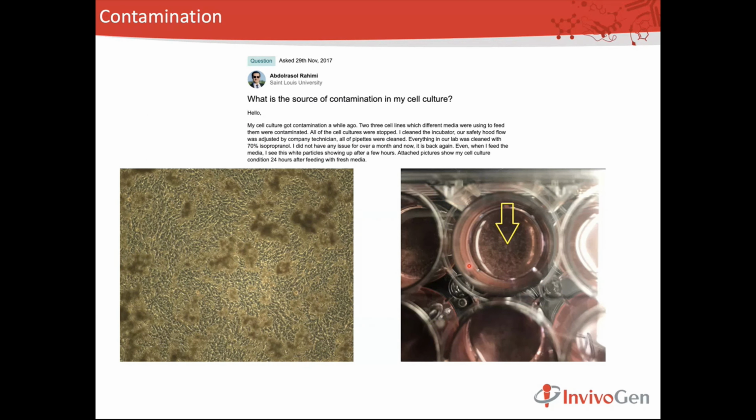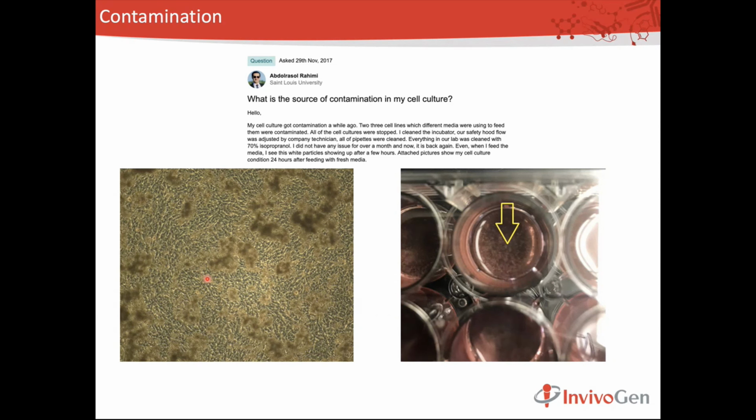So contamination. This is a question that we commonly see on ResearchGate, one of the questions I adopted from there: what are the sources of contamination in cell culture? A lot of the time when you go into your laboratory and take a look at your cells under the microscope or just by observation, unfortunately, you may see some strange things.